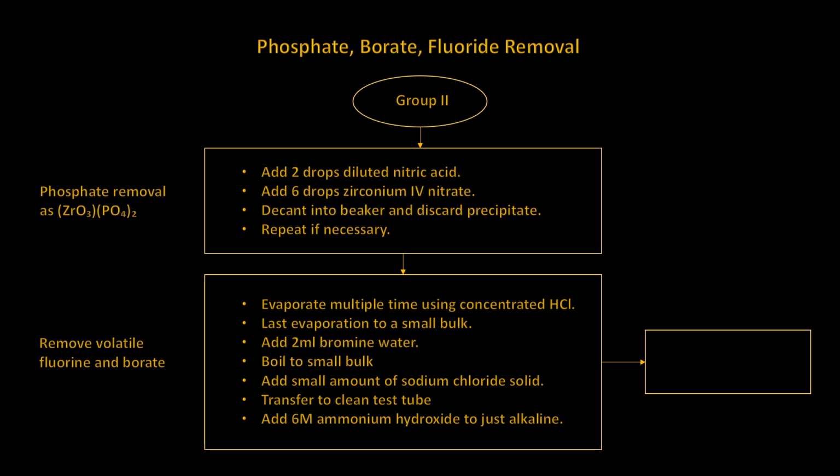Then, to remove the fluorine and boron, do so by multiple evaporation using concentrated hydrochloric acid in a water bath. The last evaporation is to a small bulk. Then add 2 mL of bromine water, boil the solution to a small bulk once more, and add a small amount of solid ammonium chloride. Transfer to a test tube and add 6 molar ammonium hydroxide until it is just alkaline. Then complete the separation of the Group 3 compounds.